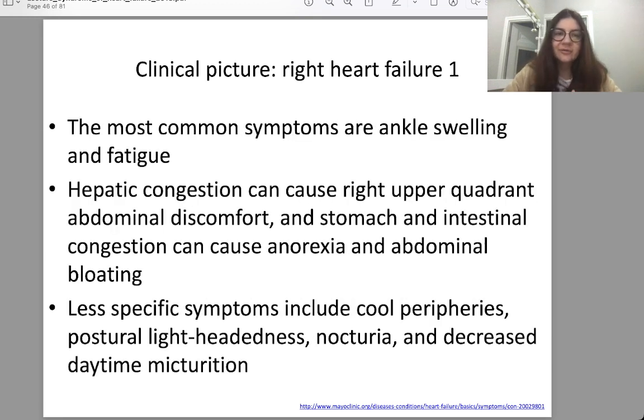In right heart failure, the most common symptoms are ankle swelling and fatigue. Hepatic congestion can cause right upper quadrant abdominal discomfort, and stomach and intestinal congestion can cause anorexia and abdominal bloating. Less specific symptoms include cool peripheries, postural lightheadedness, nocturia, and decreased daytime micturition.